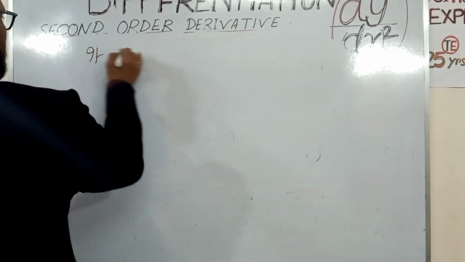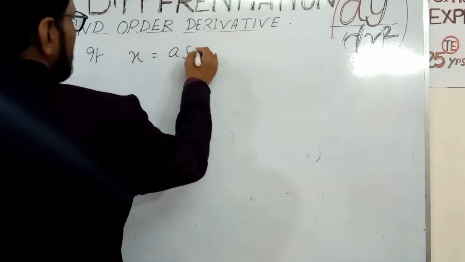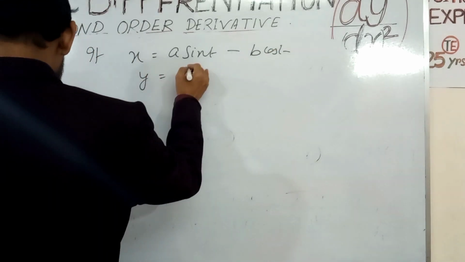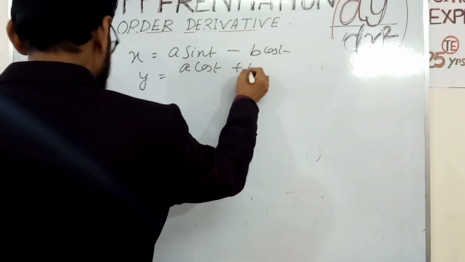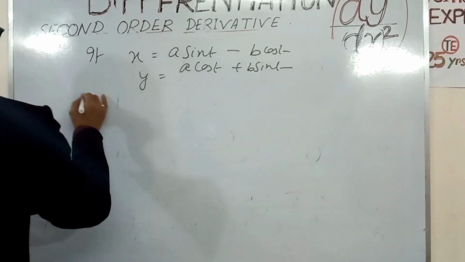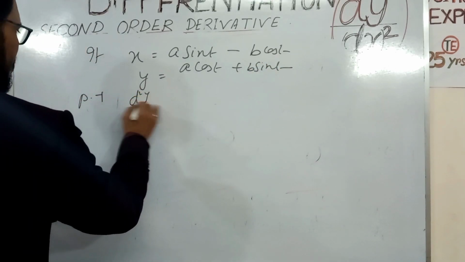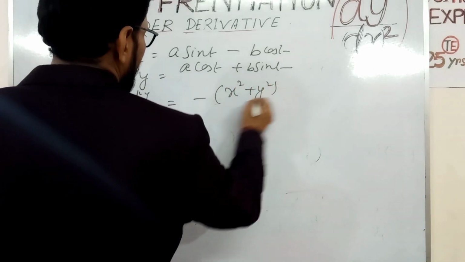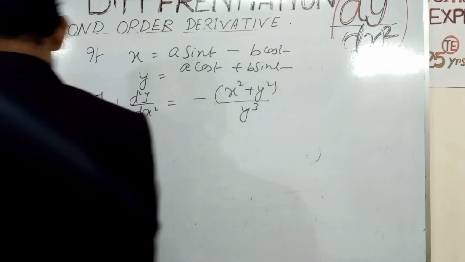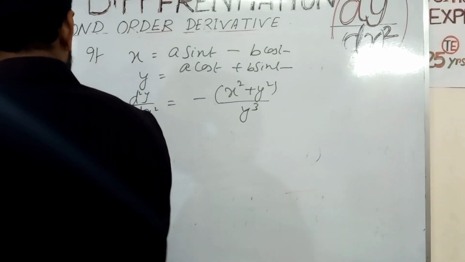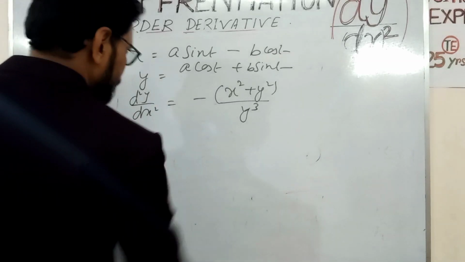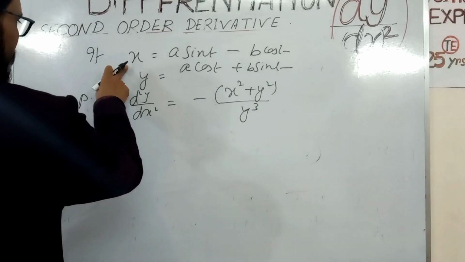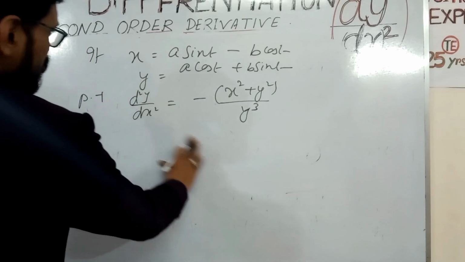Next problem: if x equal to a sin t minus b cos t and y equal to a cos t plus b sin t, prove that d2y by dx square equal to minus (x square plus y square) by y cube. Now if we find dx by dt and dy by dt, this process will be longer.